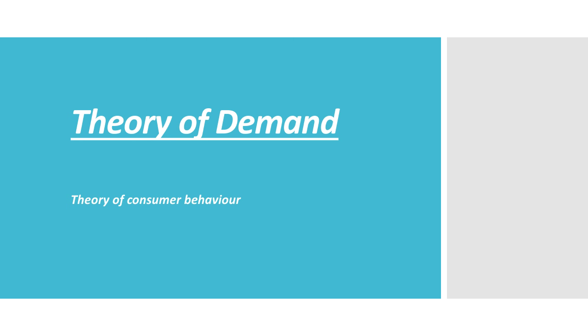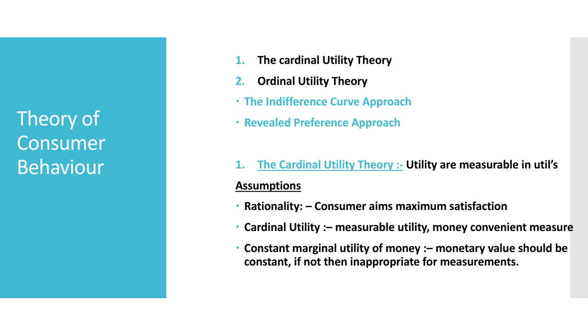theoretical approaches with regard to consumer behavior. These are the cardinal utility theory and the ordinal utility theory approach. Further, the ordinal utility theory is classified into two approaches. One is the indifference curve approach, and another one is the revealed preference approach. So today we will discuss the cardinal utility theory approach.